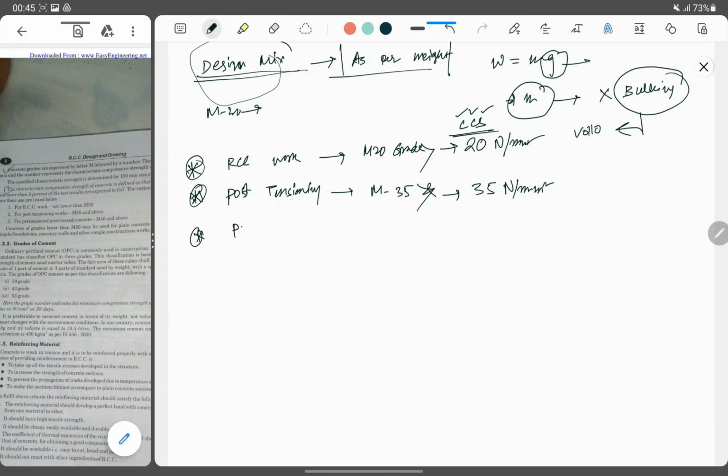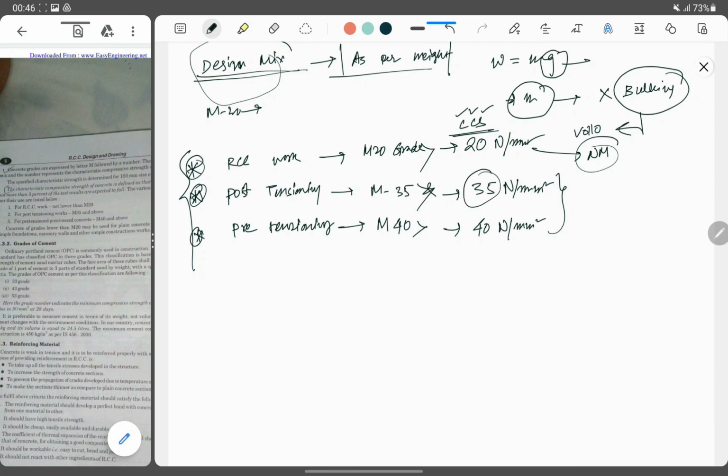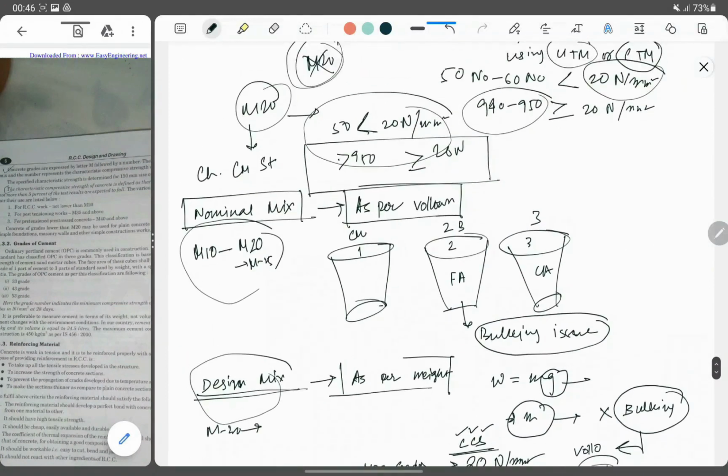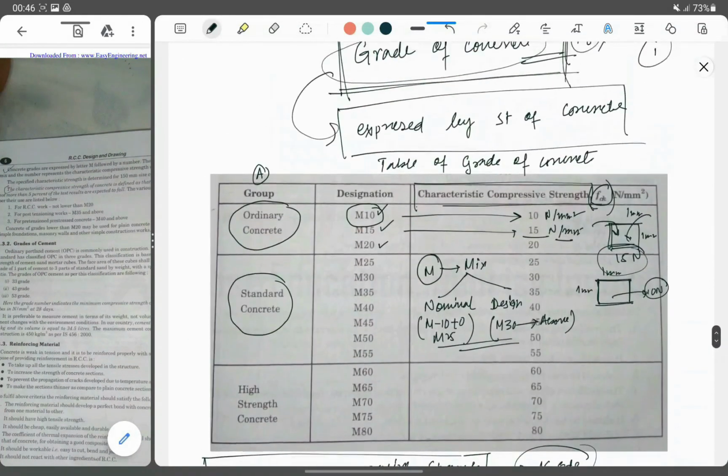For pre-tensioning, we use M40 and more than this, and characteristic compressive strength is 40 Newton per mm square. So these three are some basic considerations. M20 will do nominal mix. Greater than 30 will do design mix. So yeah, that is the whole video regarding grade of concrete.